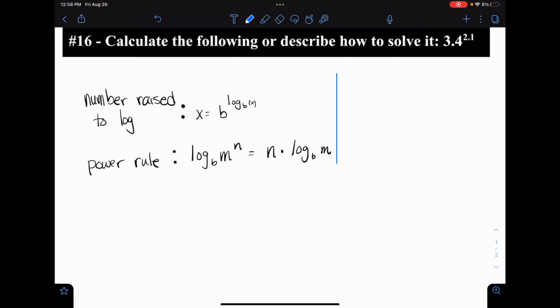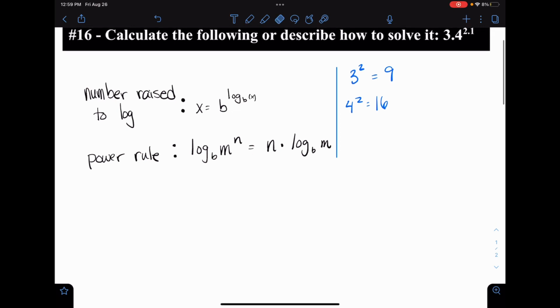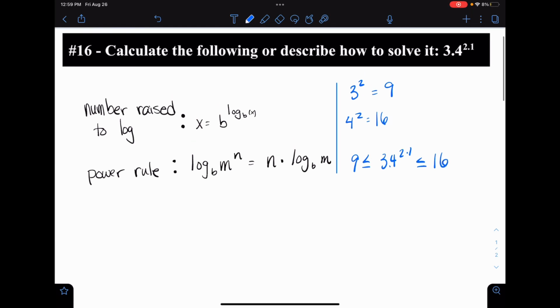You'd see 3.4 to the power of 2.1, and you'd be able to say, hey, I know 3 to the 2 equals 9, right? And then you'd say 4 to the 2 equals 16. So right now you've been able to approximate that 3.4 to the 2.1 is somewhere between 9 and 16. So whatever your answer is going to be, it's going to be in that range. I think those kinds of problem-solving skills are the more important part of this problem.